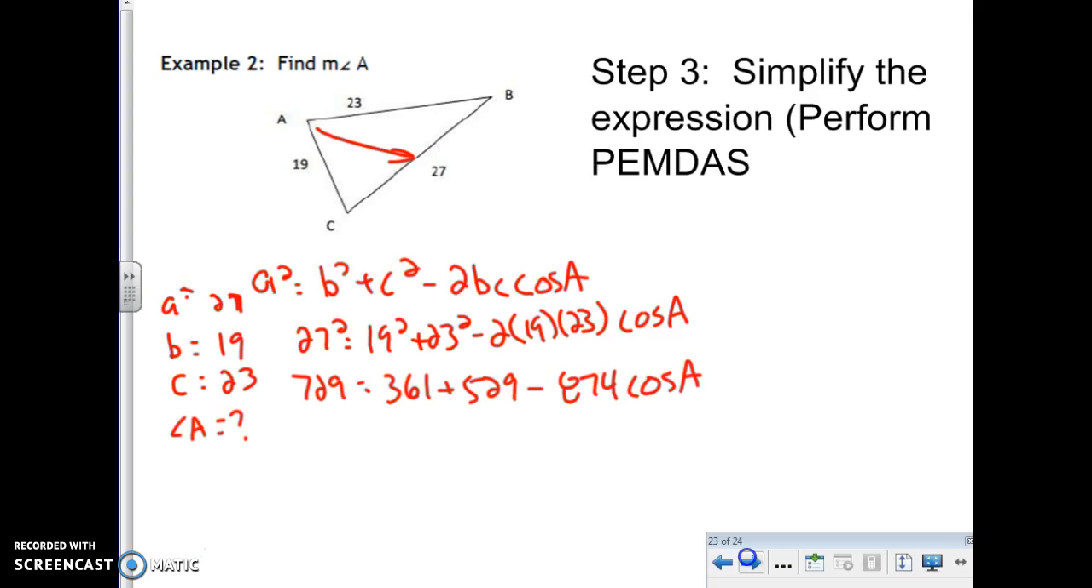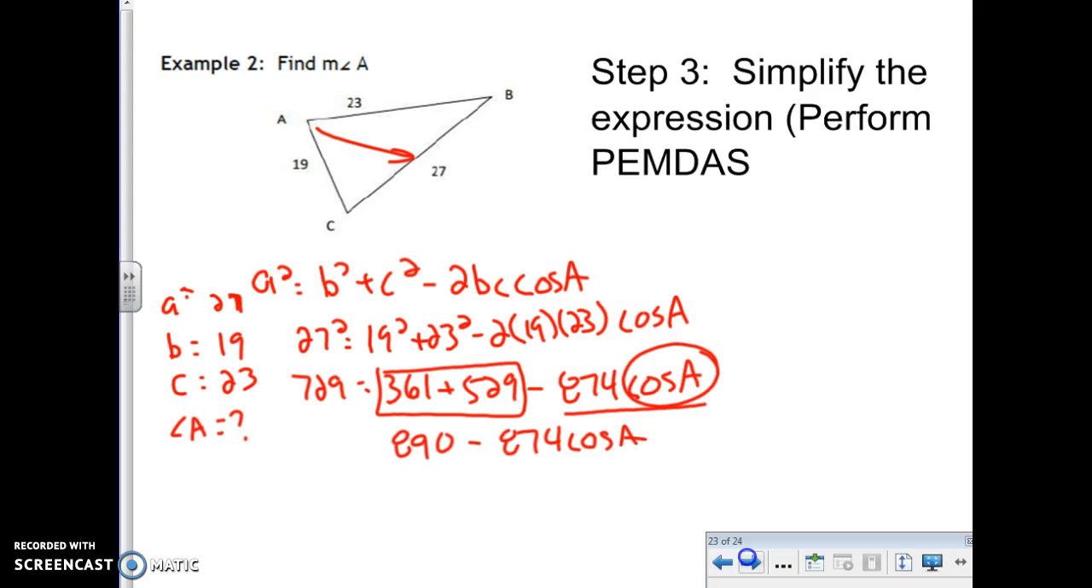Now what can I combine? I can only combine these two terms. Why? Because this has a cosine A, and I can't add things that don't have cosine A's involved. So if I do 361 plus 529, I get 890 minus 874 cosine A equals 729.